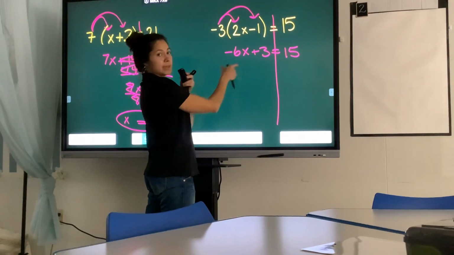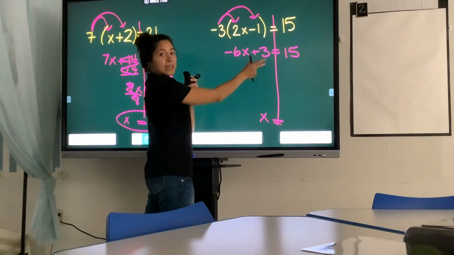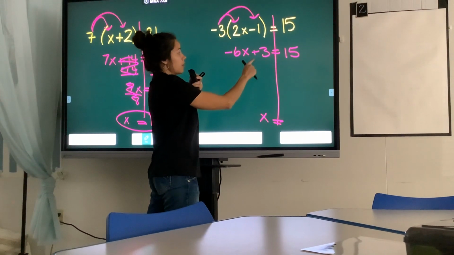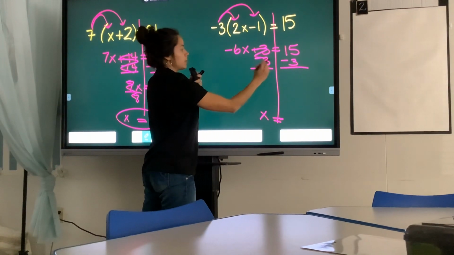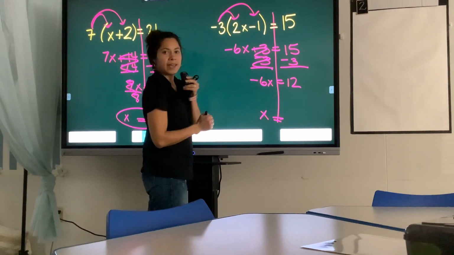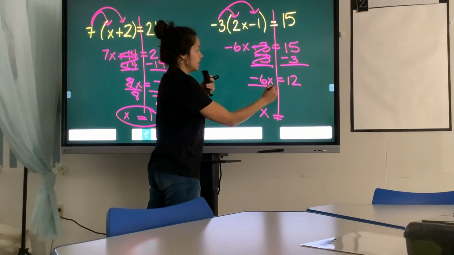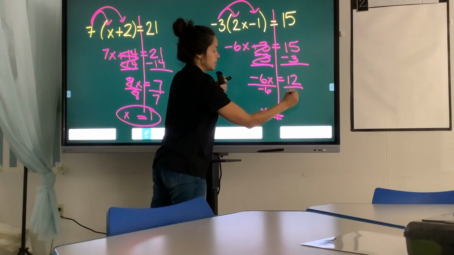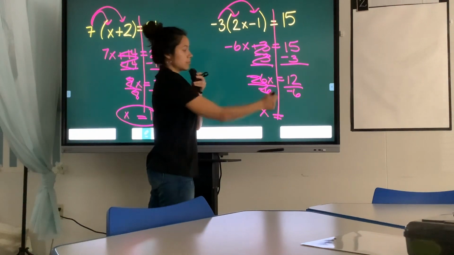Again, we want to get x equals by moving everything else to the other side. The opposite of adding 3 is subtracting 3. That'll become 0. We'll get negative 6x equals 12. And again, the opposite of multiplying negative 6 times x is dividing by negative 6 to both sides. That will cancel. We'll be left with 1x, or x equals negative 2.